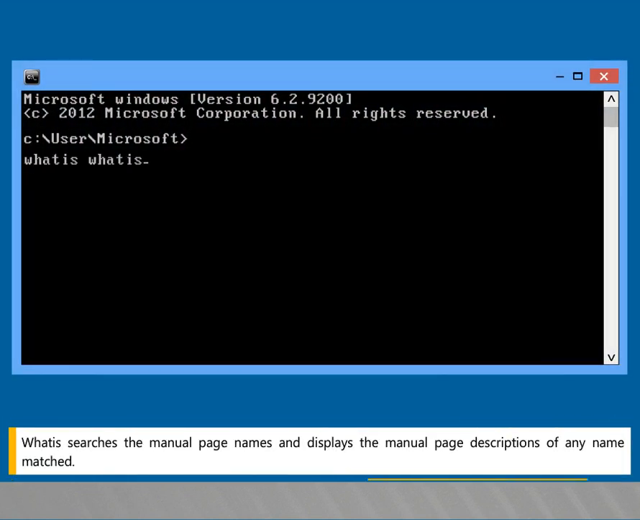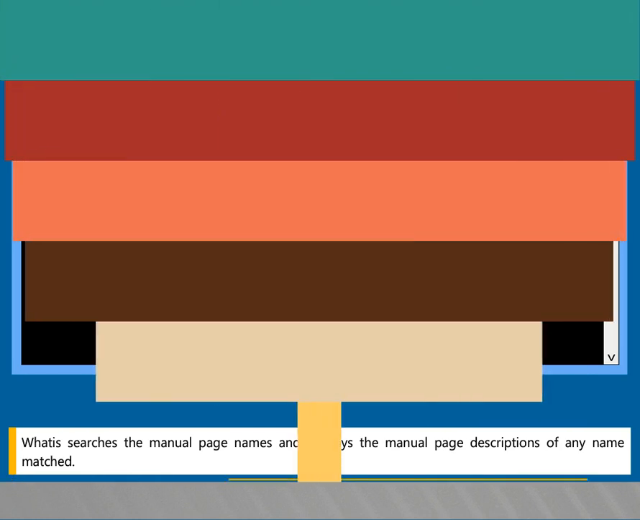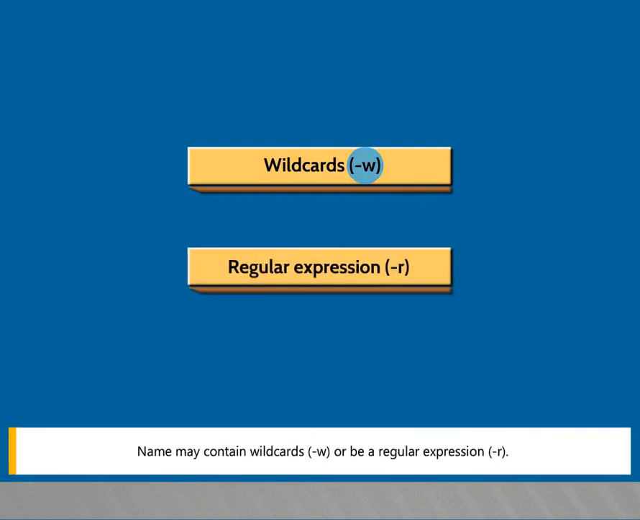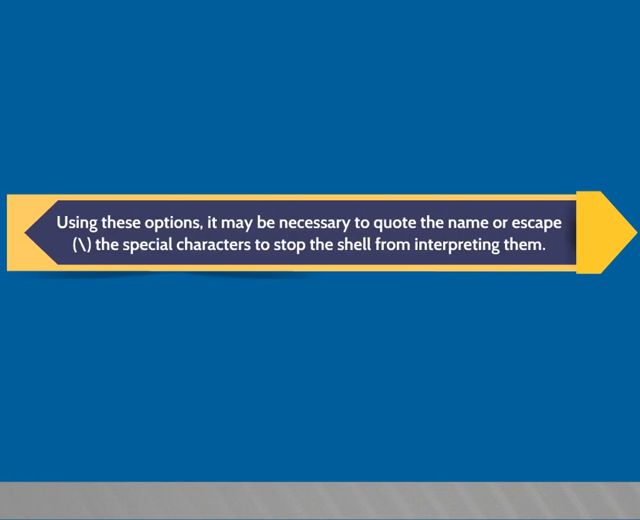Whatis searches the manual page names and displays the manual page descriptions of any name matched. Name may contain wildcards, that is -w, or be a regular expression, that is -r. Using these options, it may be necessary to quote the name or escape, that is backslash, the special characters to stop the shell from interpreting them.